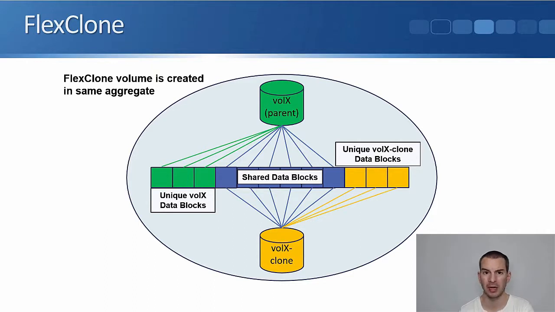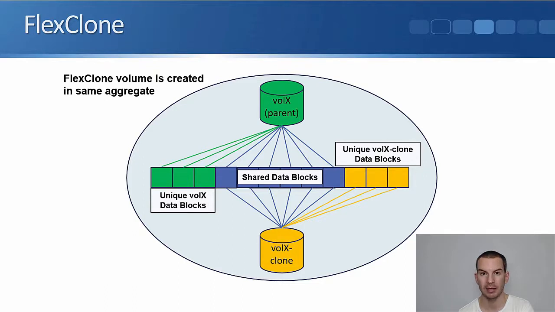Over time, as the volumes change, you see over on the left here, I've got my unique volume X data blocks, and I've got my unique volume X clone data blocks as well. So that's going to start taking up additional space. But for the shared data blocks, I've still just got the one copy of those. So I'm going to be using the minimum amount of disk space possible.